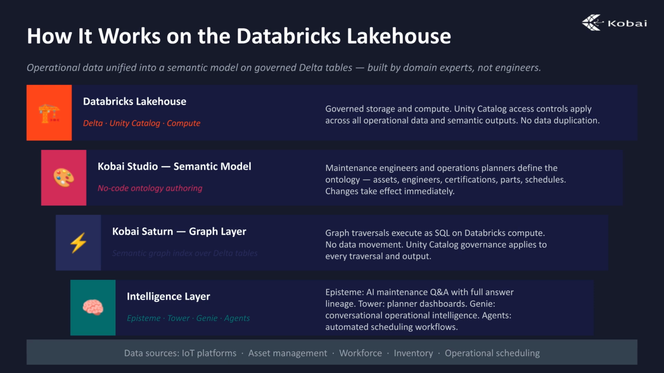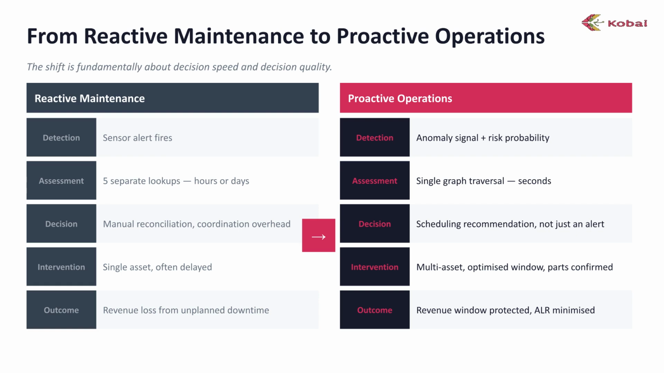Our solution is built on the Databricks Lakehouse, unifying operational data into a semantic model. Kobai Studio allows domain experts to define the ontology. Kobai Saturn's graph layer executes traversals as SQL, and the intelligence layer provides features like conversational Q&A and automated scheduling agents. The shift from reactive to proactive operations is defined by decision speed and quality.